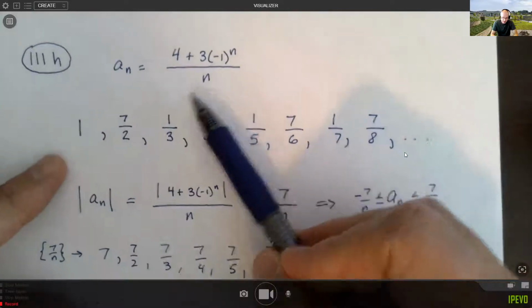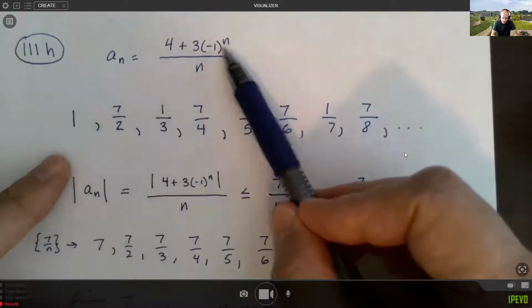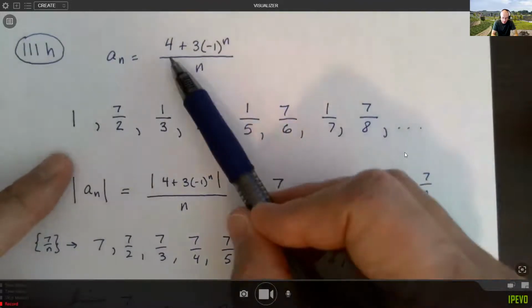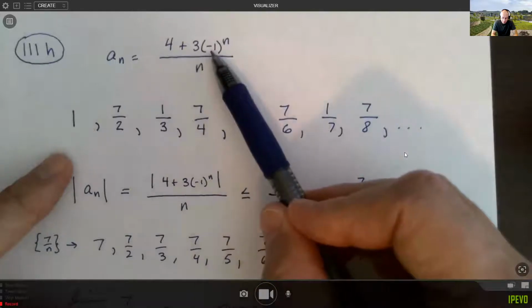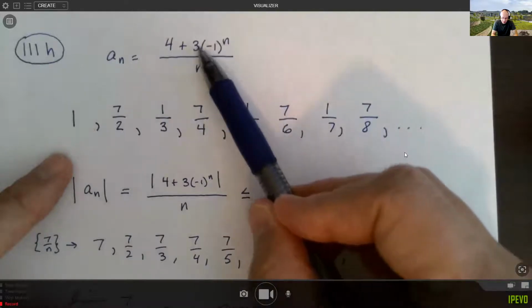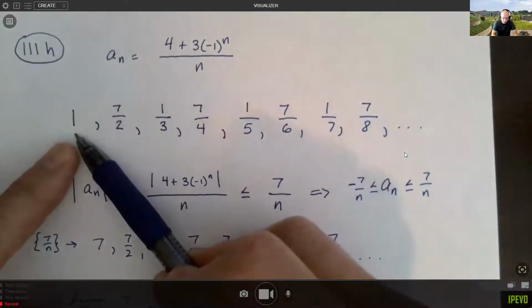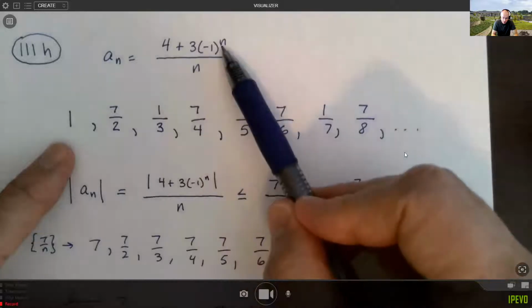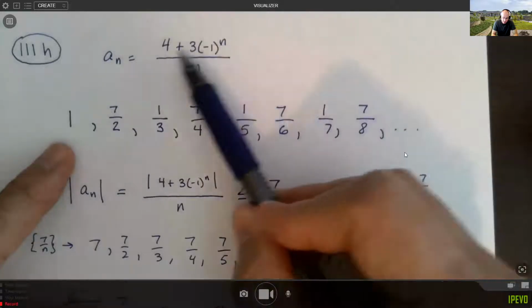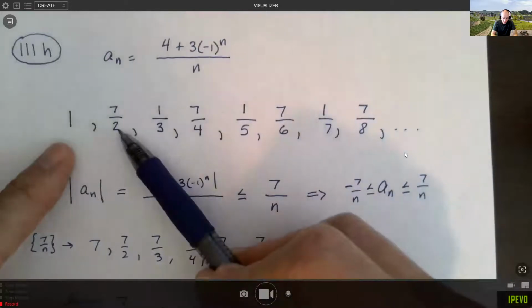If I just start listing the terms of the sequence, when n is 1, of course, the denominator is 1. I get 4 plus what? -1 to the first power is -1, and this is 3 times -1, so that's -3. 4 plus a -3 is 1, so I get 1 divided by 1, I get 1. But when n is 2, -1 squared is +1, I get 4 plus 3 is 7 up top. Of course, n is 2 in the bottom.